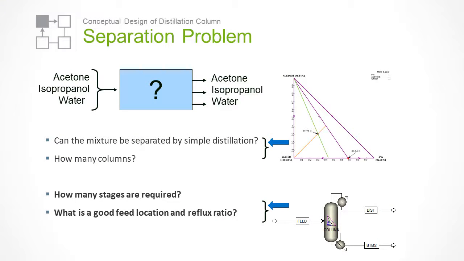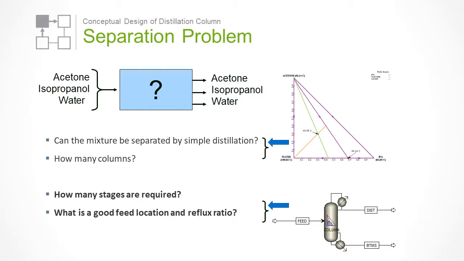We will now cover the conceptual design of a distillation column. In a previous topic, the ternary map is used to check if the mixture can be separated by simple distillation or how many columns are needed to reach the separation goal. However, for each column, engineers also must further answer questions such as how many stages are required, or what is a good feed location and reflux ratio.